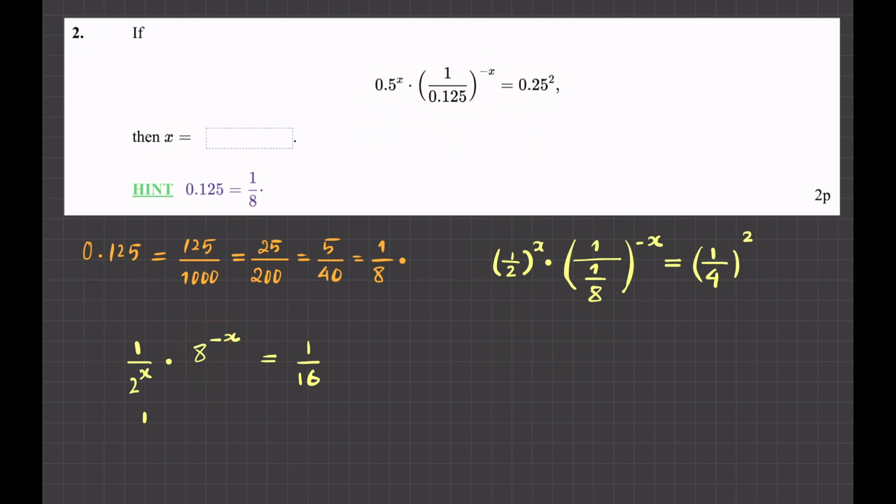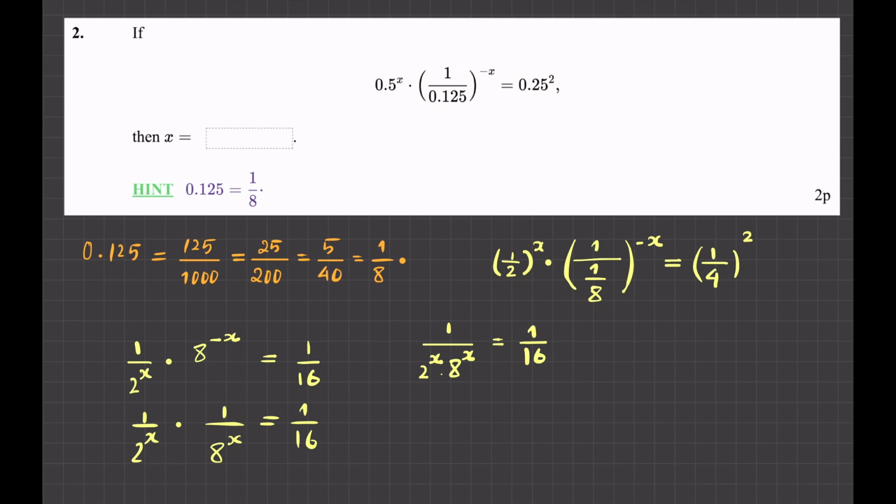So I would write 1 over 2 to the x times 1 over 8 to the x is equal to 1 over 16. But you know that if I have a fraction and another fraction, I want to multiply them, I multiply the numerators and I multiply the denominators. So 1 times 1 is just simply 1. And then what do I have? I have 2 to the x multiplied by 8 to the x, equal to 1 over 16.